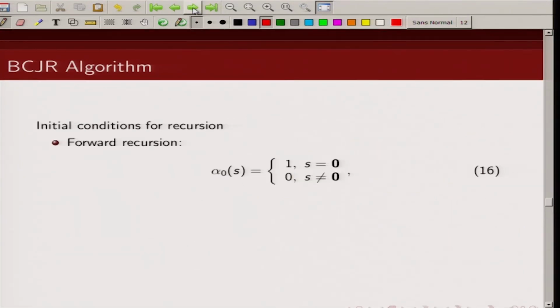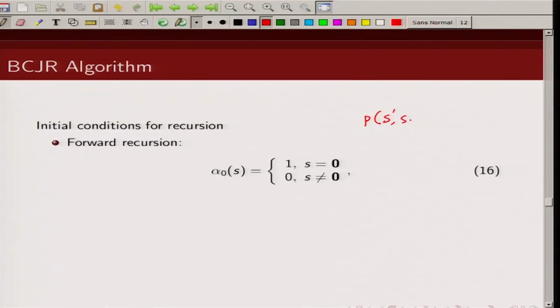Next, I have already specified that the joint probability that we computed is basically a product of three terms: alpha, beta and gamma.